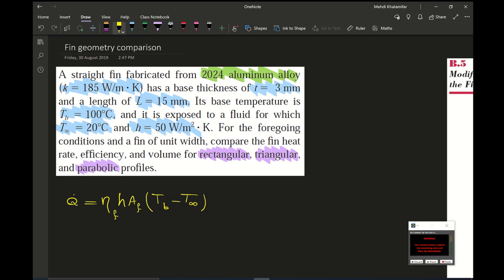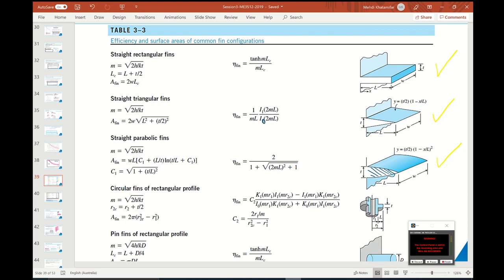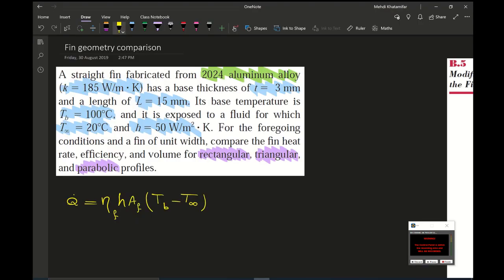For the first one, which is the rectangular one, I need corrected length, because fin efficiency is based on the corrected length. So let's do it. Corrected length is going to be length plus half of thickness. It is 15 millimeter plus 3 millimeter thickness divided by 2, which is going to be 16.5 millimeter.